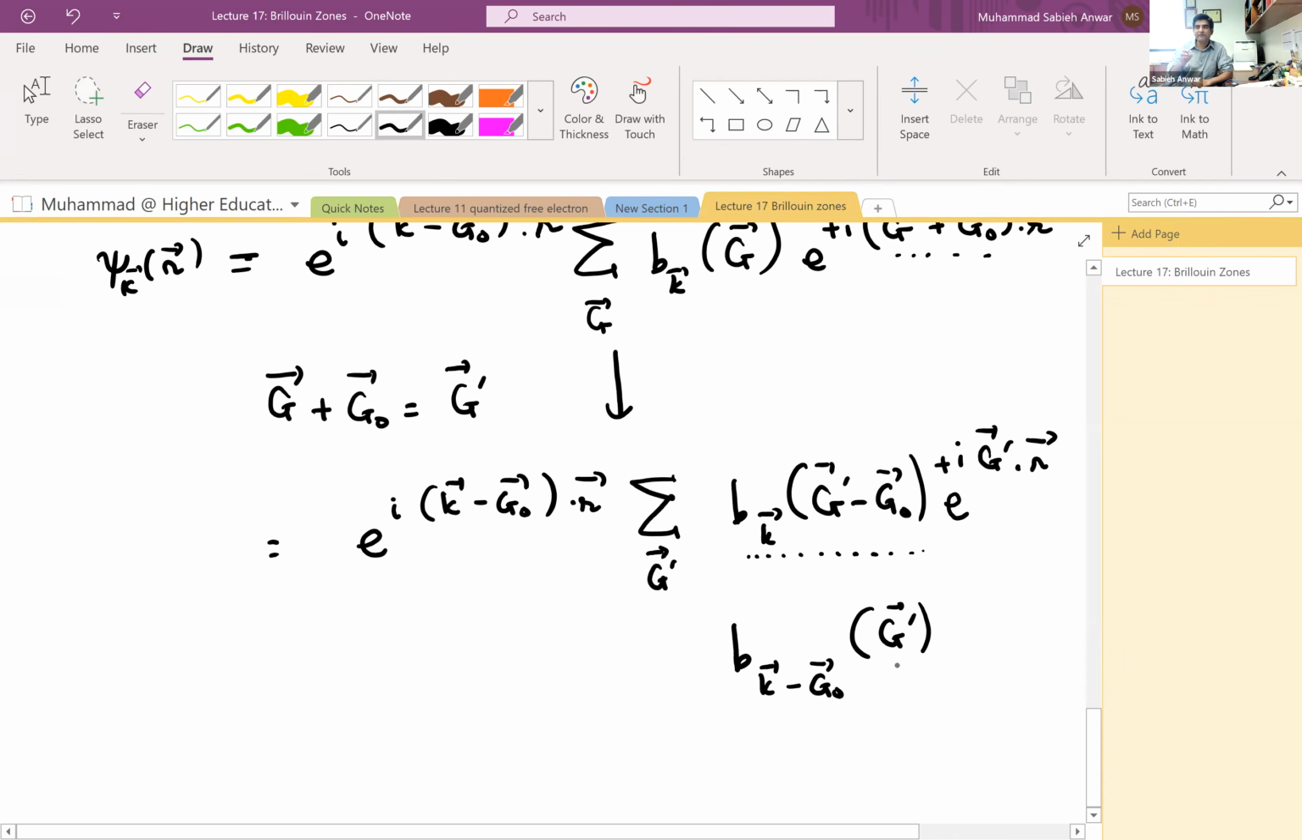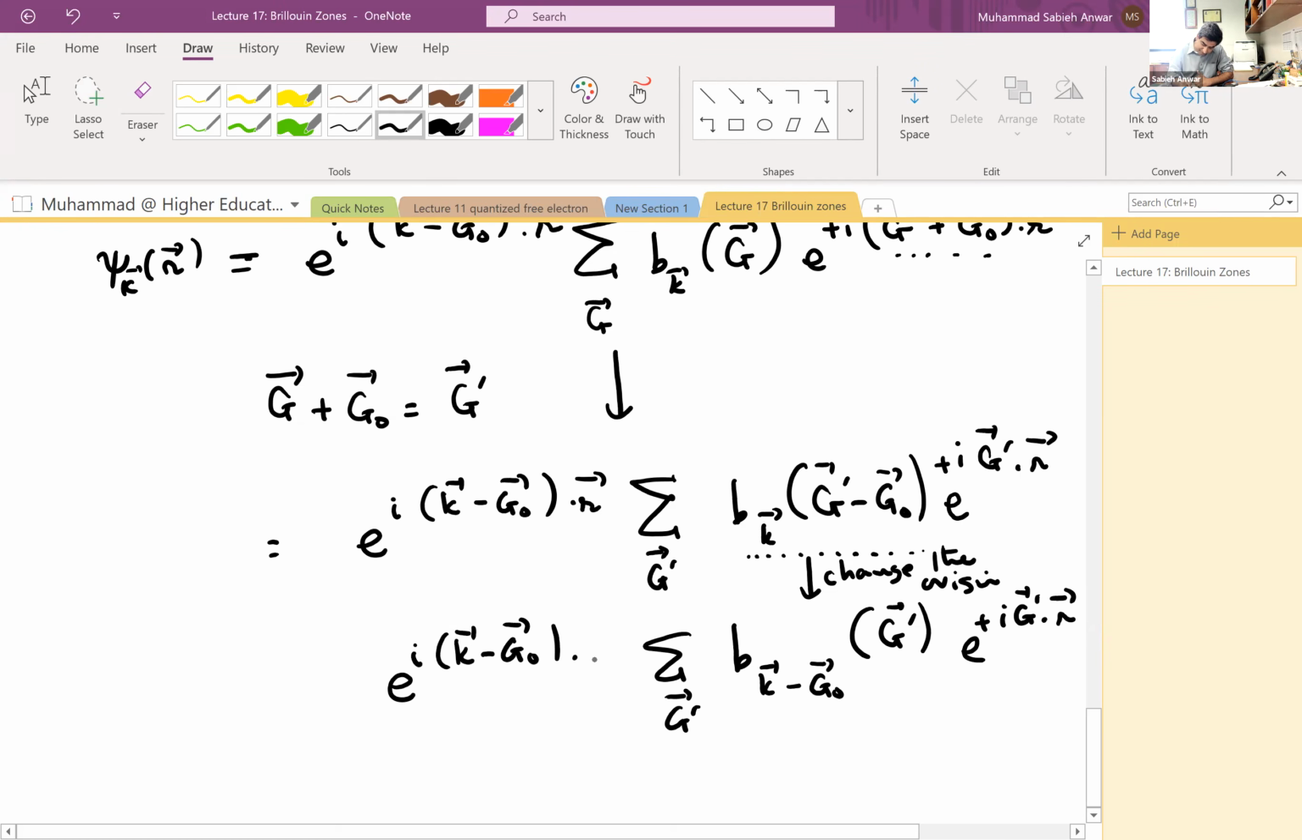Okay, so if I change my origin from K equals 0 to minus G naught, then I have to compute this Fourier coefficient at G prime. That's what I'm doing here, I'm just changing the origin. So I put e^{+iG prime·R} back here, I sum up over all G primes, and I have e^{i(K minus G naught)·R}. This is psi_K.